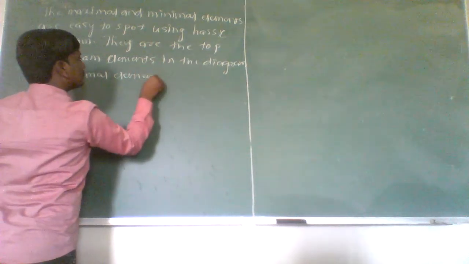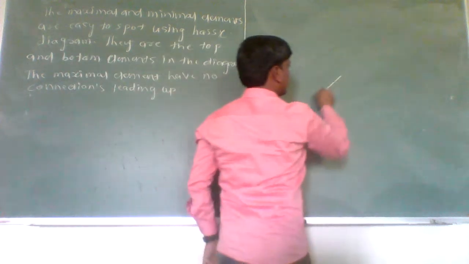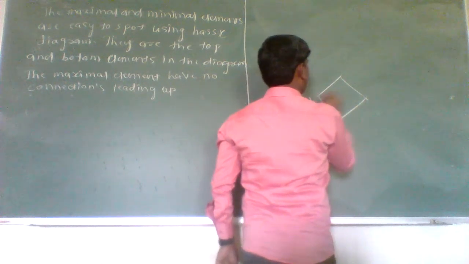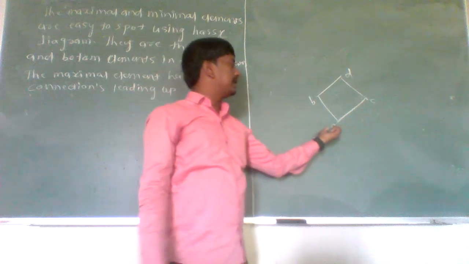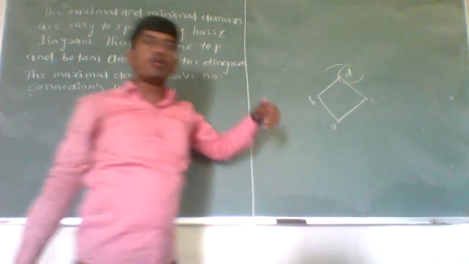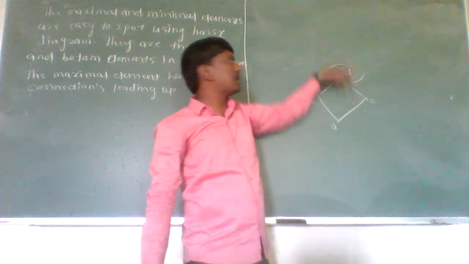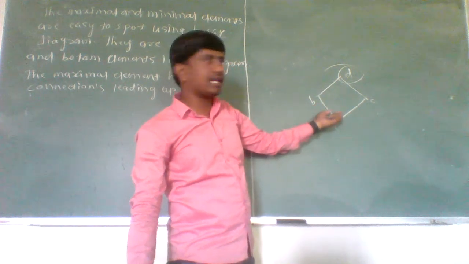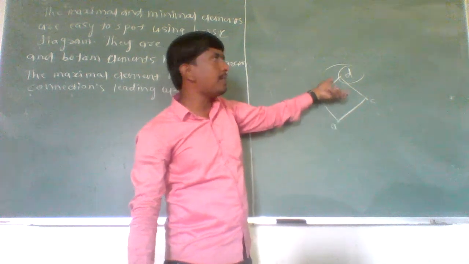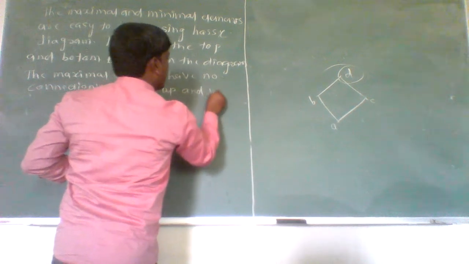The maximal element has no connections leading up. Suppose this is the given Hasse diagram, with elements A, B, C and D. From this Hasse diagram, element A is the minimal element and element D is the maximal element. This statement says that the maximal element D has no connections leading up, since this is the only such element in the diagram. Therefore, as D is the maximal element, D has no connections leading up, and the minimal element A has no connections leading down.